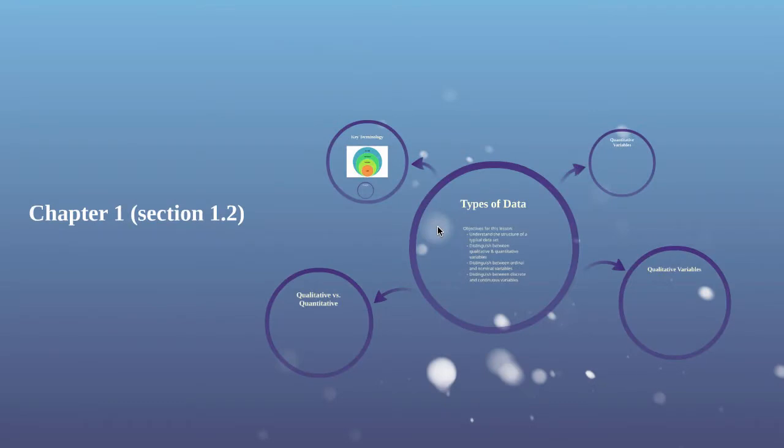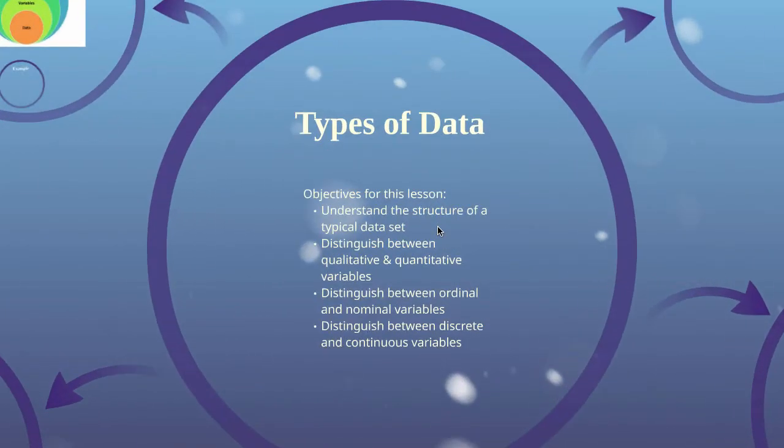Okay, so for today's lecture, we are focusing on section 1.2 of chapter 1. More specifically, we are looking at types of data, and there are 4 objectives for this lesson. So first of all, we look at terminology necessary to understand the other 3 objectives.